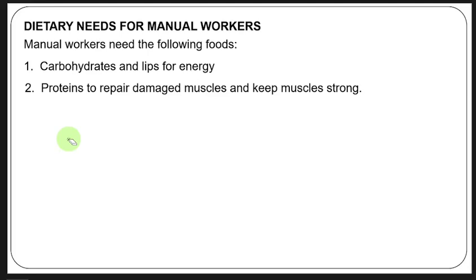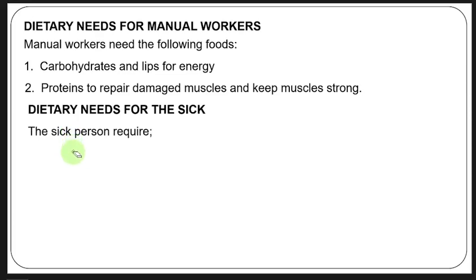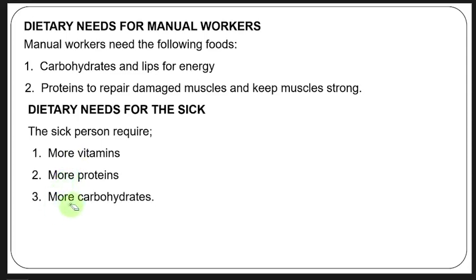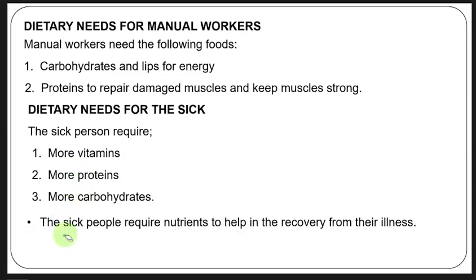All right, so let's look at the dietary needs for the sick. The sick require more vitamins, more proteins, and more carbohydrates. Vitamins help them to heal, proteins repair worn out tissues, and carbohydrates are for energy production. So sick people require nutrients to help in the recovery from their illness.